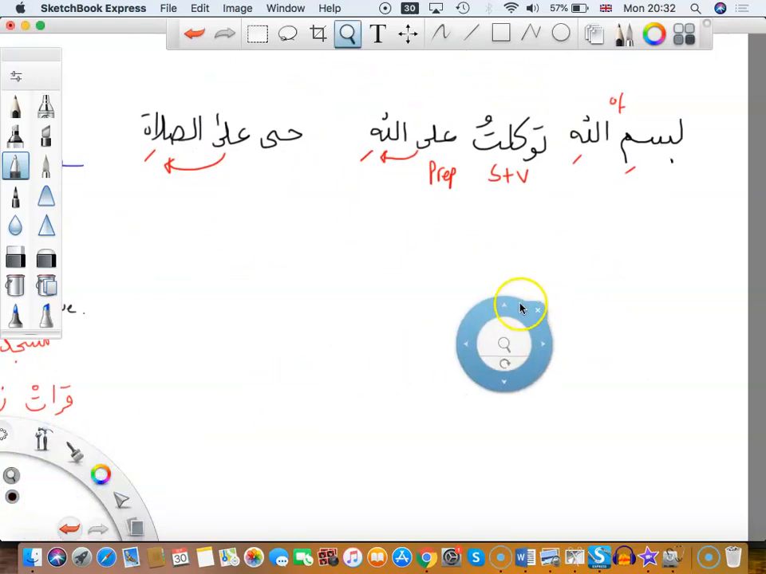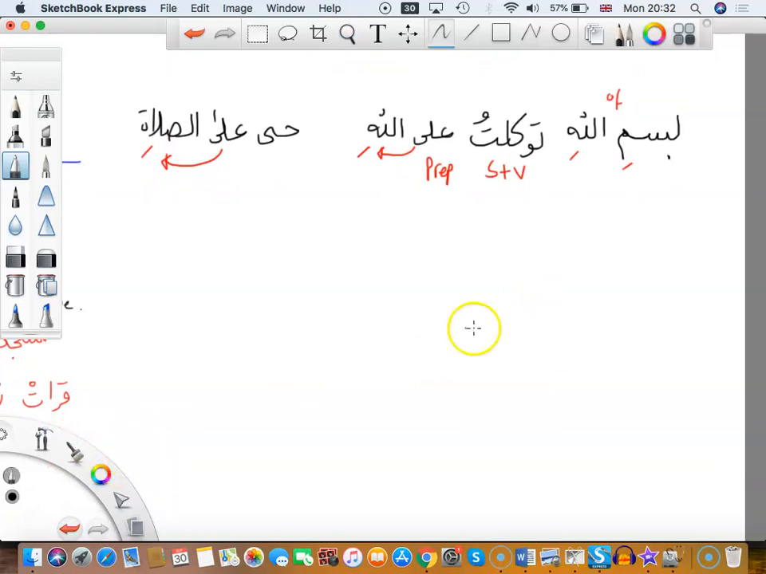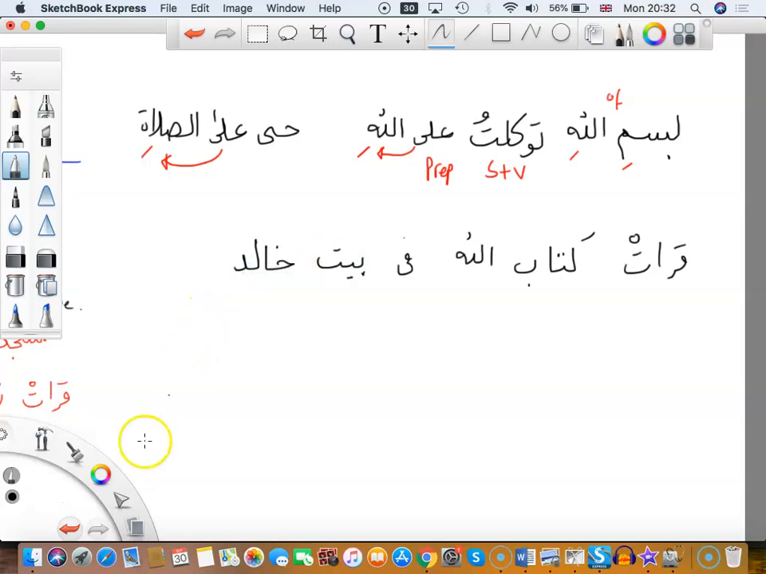Alright, how would we translate this? So let's say I have this example. Qara'at kitab Allah fi bayt Khalid. Yeah, so okay, let's work this out. What's qara'at? Verb plus subject, yeah? Because there's no one's name after it. Okay, therefore, what's kitab going to be?